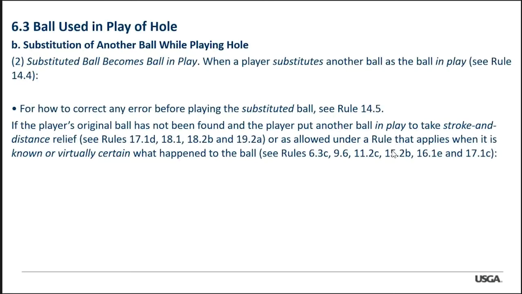Also, for how to correct any error, we're going to talk about the super eraser rule later, 14.5 that you were talking about. So if we do something wrong, again, no penalty right away. It's for making a stroke in that situation. So if we substitute a ball incorrectly, we can get off the hook by picking it up and putting the original ball back in play. So if the player's original ball has not been found and the player put another ball in play to take stroke and distance, or is allowed by another rule, then we will know how to deal with this substitution situation.